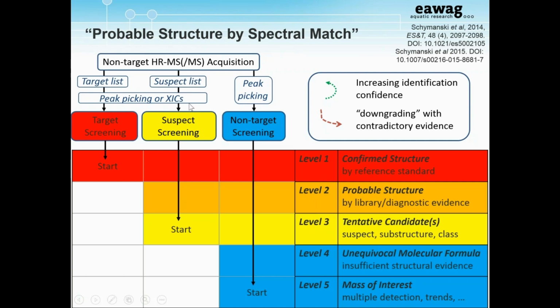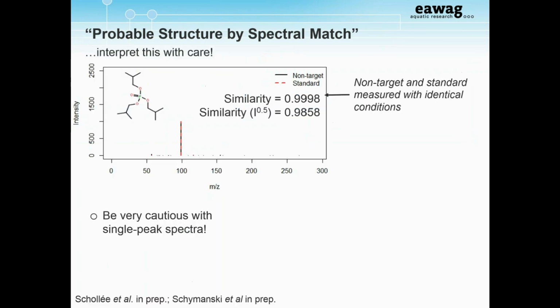But if you're doing what we call, in the environmental world, suspect screening or non-target screening, where you're starting with unknowns, you will need to try and prove this identification. And you can see here I've highlighted in orange what's called the probable structure by library or diagnostic evidence. So here the mass spectral library could help you to get to this probable structure, but you need to be sure what the library is telling you.